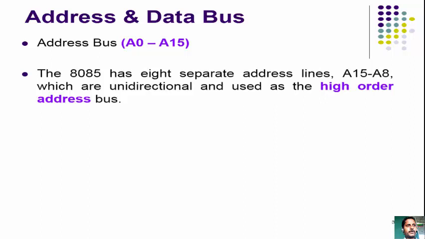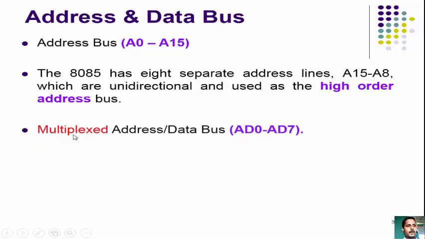As I said, 8085 has 8 separate address lines, A8 to A15. These are the non-multiplexed address lines which are unidirectional and used as the higher order address bus, that is A8 to A15. And the lower order address bus, that is A0 to A7, are multiplexed with the data bus, a combination of address and data, that is AD0 to AD7.